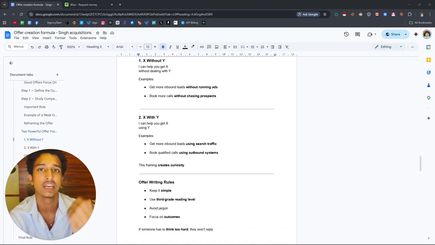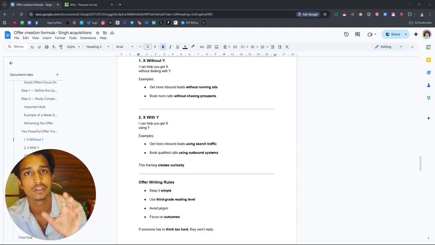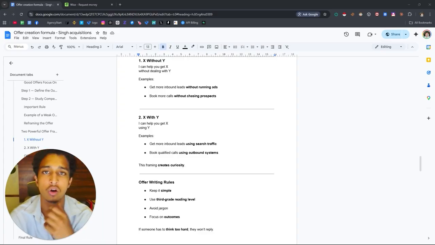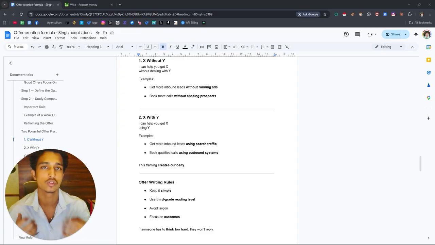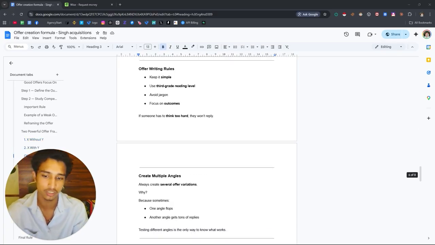Or you can say X with Y. You can get more inbound leads using search traffic, or you can get more qualified calls using outbound systems, as long as it's making someone think, okay, how is he going to do that with this, or how is he going to do this without this, right? As long as someone thinks that, they're going to get curious about your system, and it's going to increase the probability that they're going to actually respond to your messages.